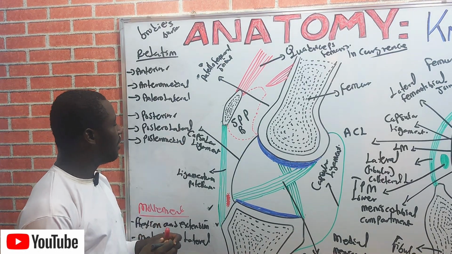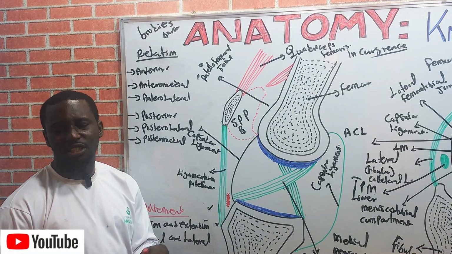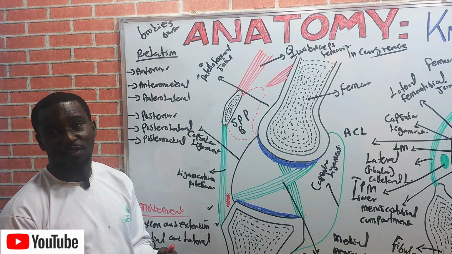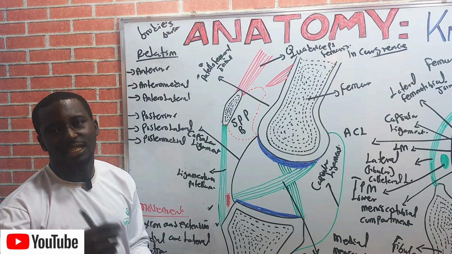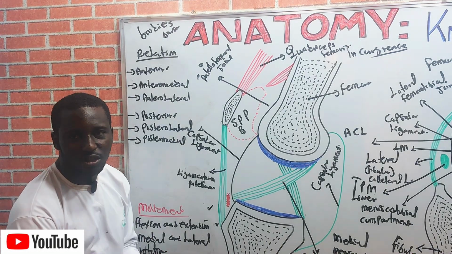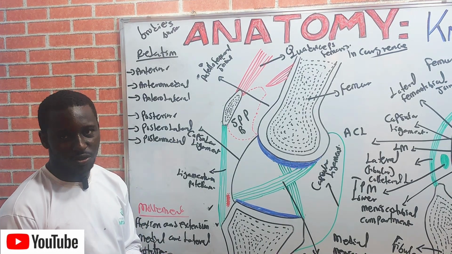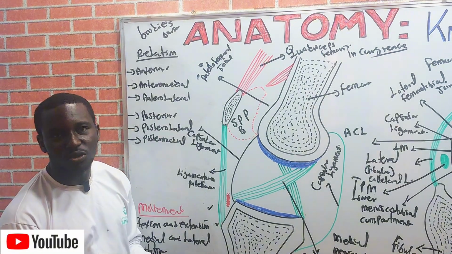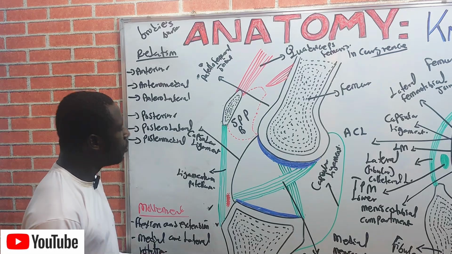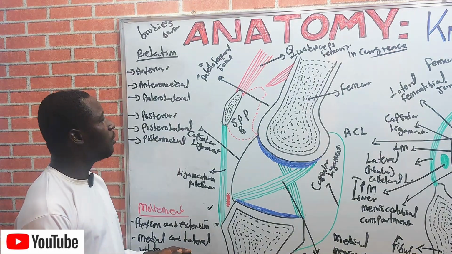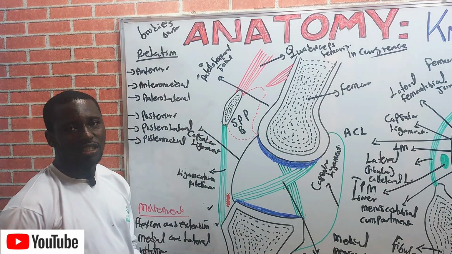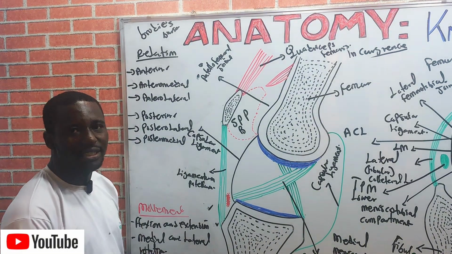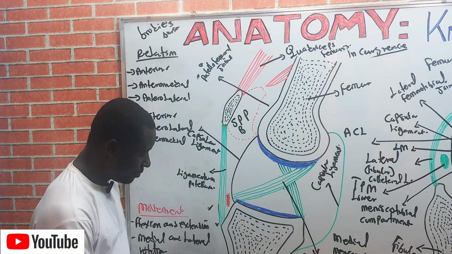On the posteromedial relation, we have these structures. On the upper aspect, we have the semitendinosus muscle and semimembranosus muscle. On the lower aspect, we have the medial head of the gastrocnemius and the popliteus muscle. So those are the structures that are related to the knee joint on that aspect. So the next is the clinical relevance.